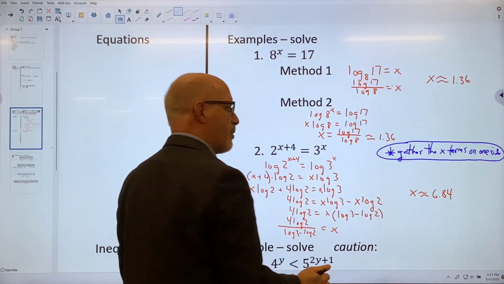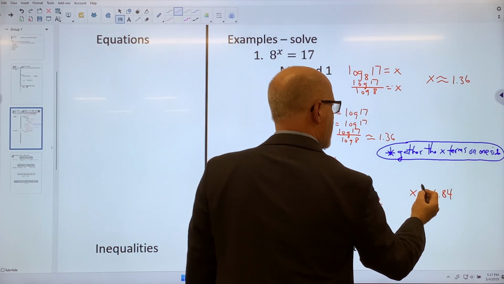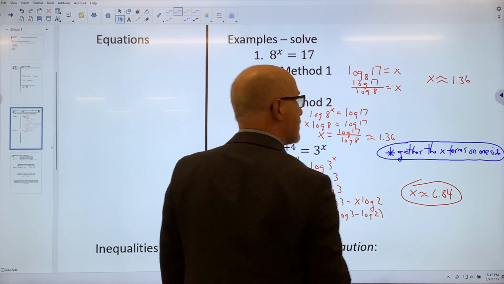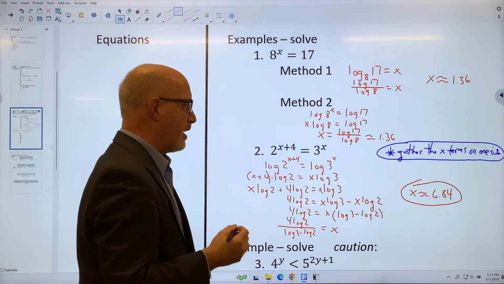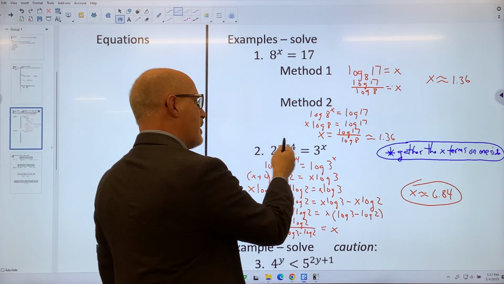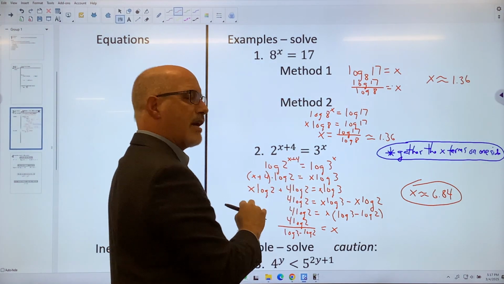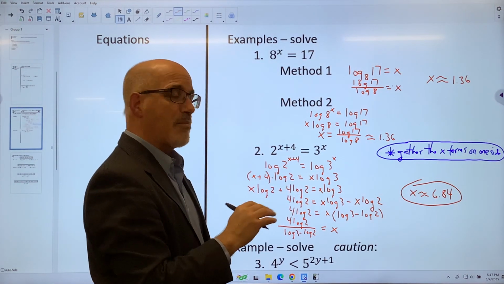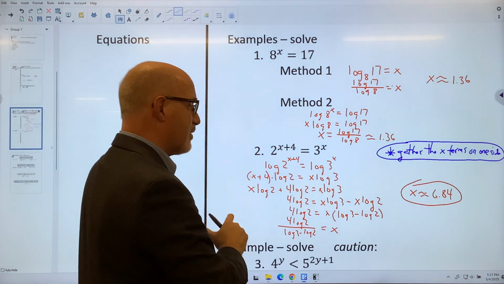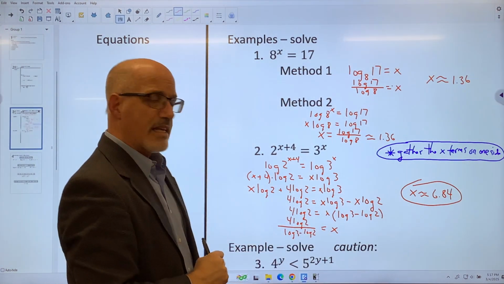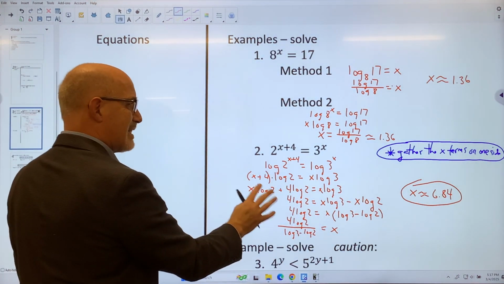And if you want to check, which you don't have to in this case, because we're not starting with a logarithm, you could put 6.84 or a longer version of that decimal in here, and you'll see that they're about the same. Because we rounded, they might not be exactly the same. You'd have to use a longer version of the decimal to get that. All right, so that's the technique.